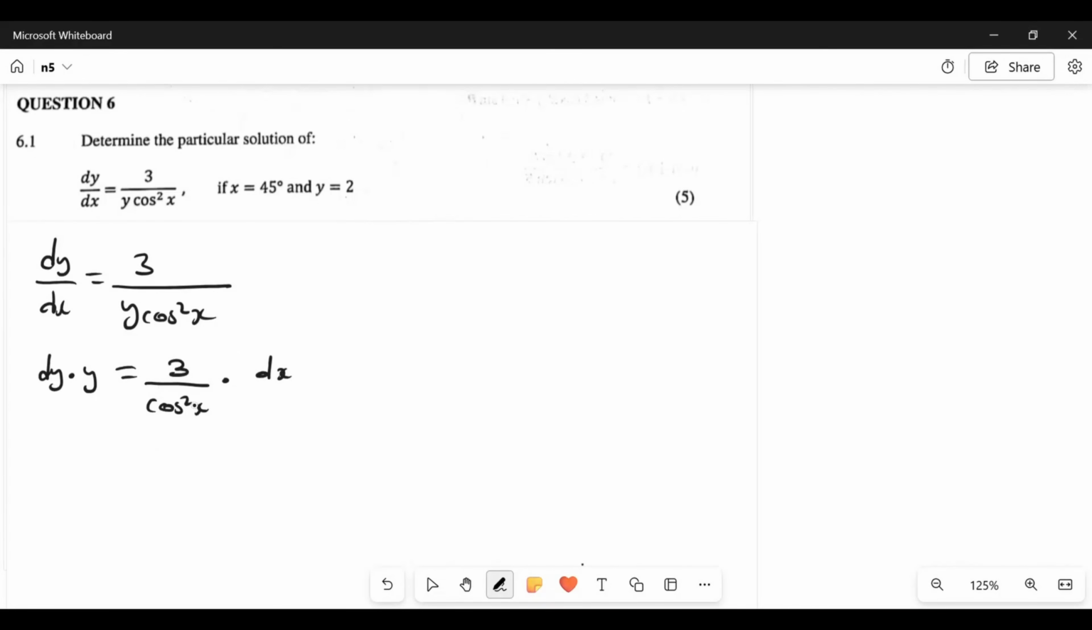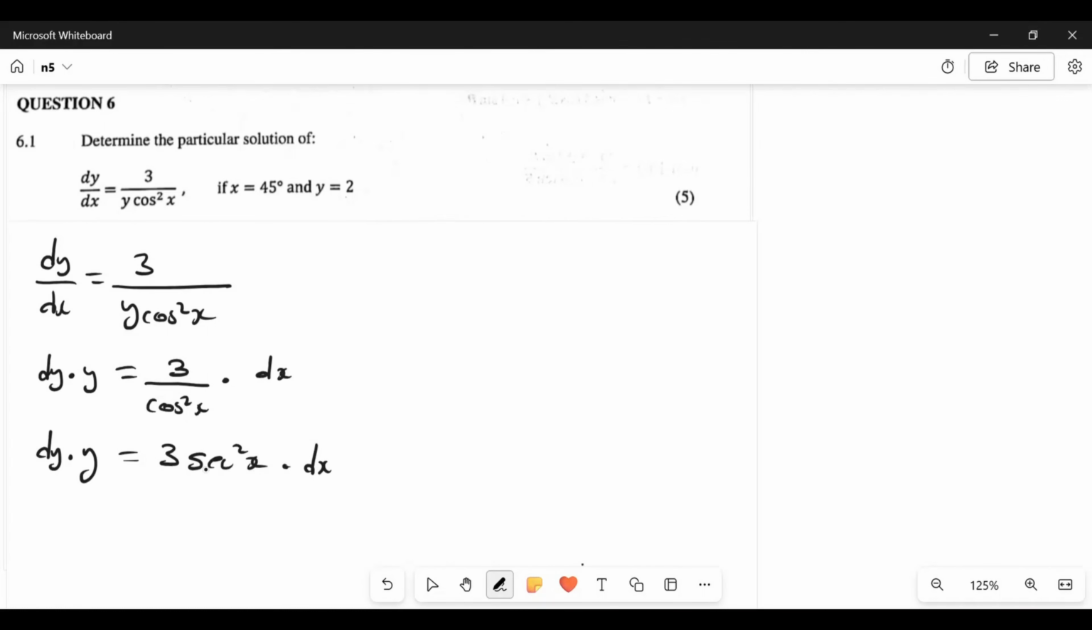Now look at the right hand side here. We have 3 over cos squared x. So we need to deal with 1 over cos squared there. Remember, 1 over cos is the same as sec x because that is an inverse. So let's simplify it further. We're going to continue here and write dy multiplied by y, and then we have 3, the coefficient. We just said that 1 over cos squared is going to give us sec squared x multiplied by dx.